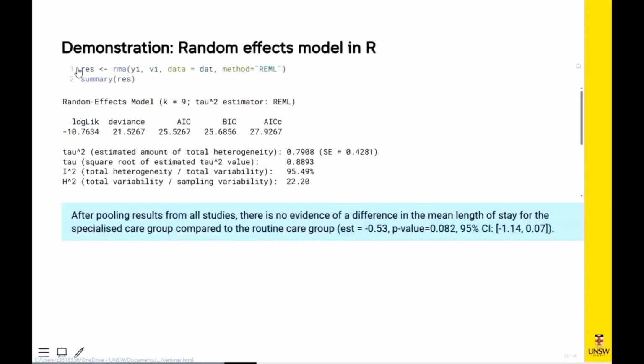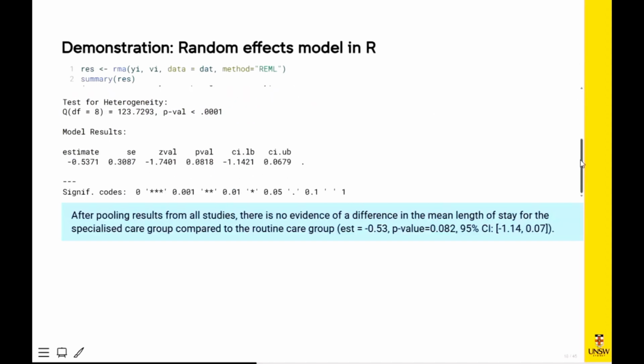So we can see here, we're using rma, that's a random effects meta-analysis, and we're saying, hey, take our outcome variable, which is yi, that's our standardized mean difference, and the variability estimate, and run a random effects meta-analysis, and then show me the results. So these are the results that we get out of it.